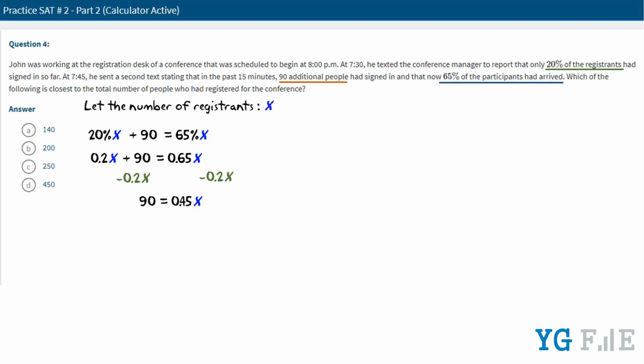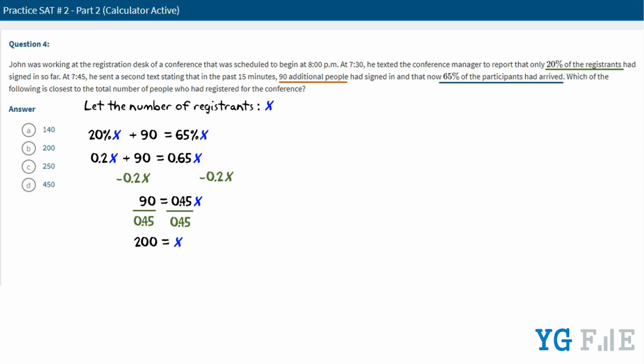And to find x, we can divide both sides by 0.45, and 90 divided by 0.45 is equal to 200. So we get that the total number of people who had registered for the conference is 200. So the answer is B.